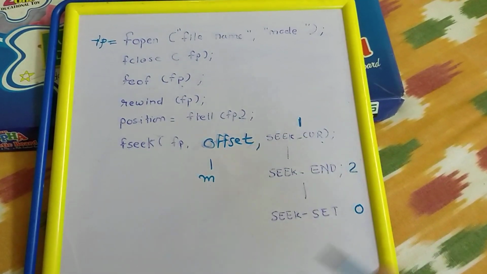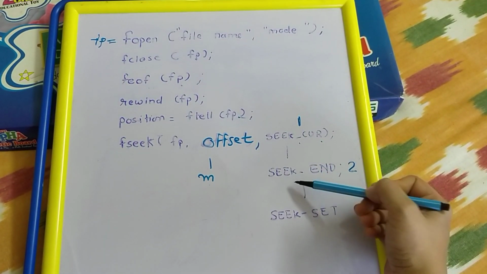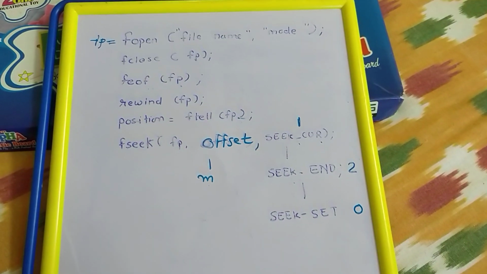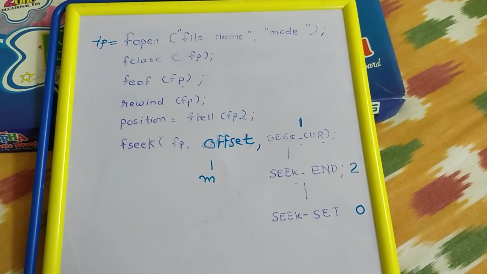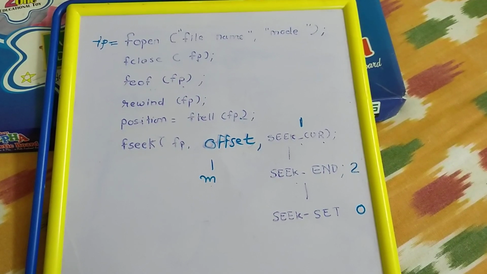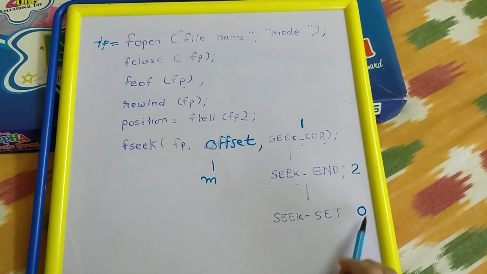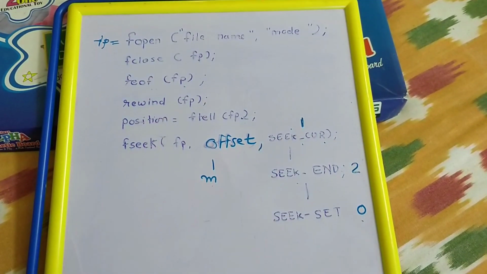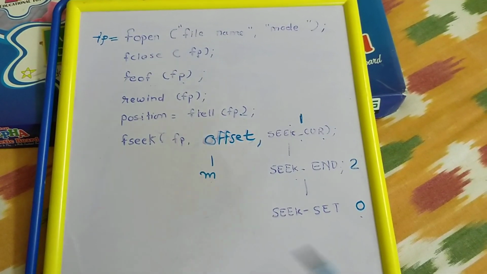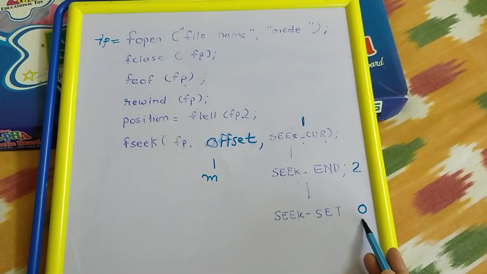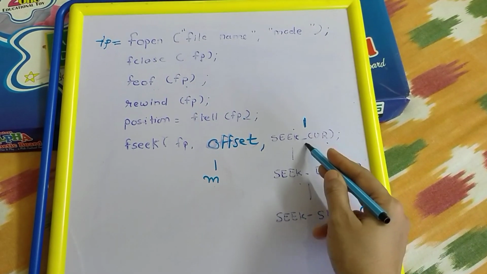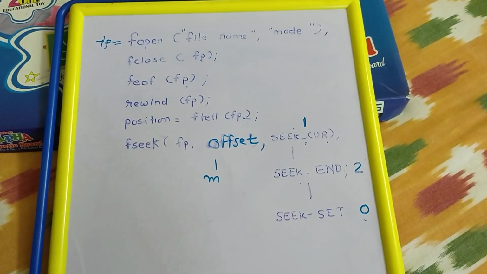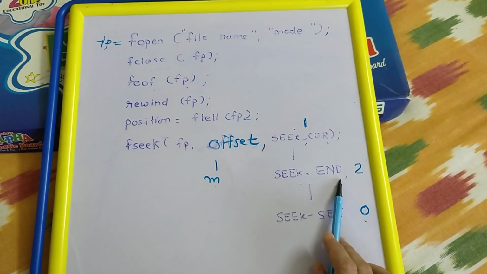There are 3 macros defined in your stdio.h. So you can either use SEEK_CUR, SEEK_END or SEEK_SET, or use their relevant values 1, 2 and 0, right? Where 0 indicates from the beginning, 1 indicates from the current position, and 2 indicates from the end.